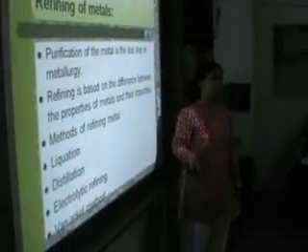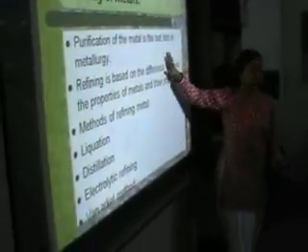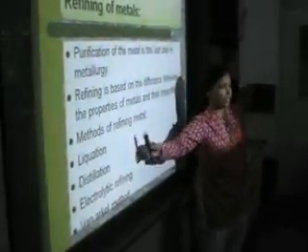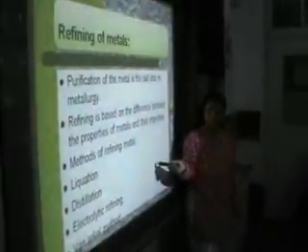Method. First and foremost, have you all noted down the second point? Okay, good. First, I'll quickly see what you mean by liquation.